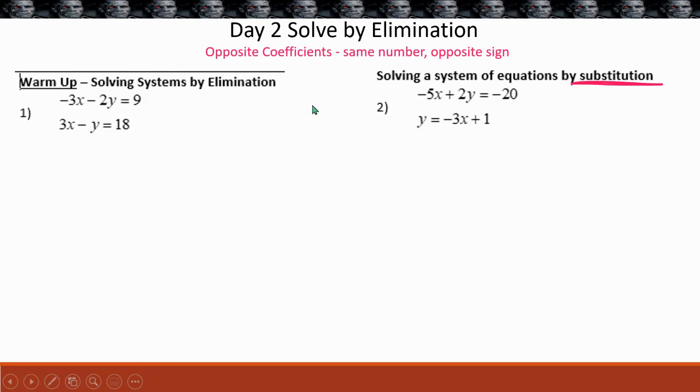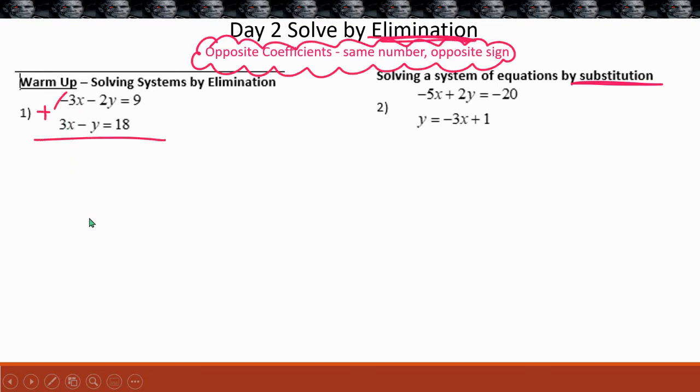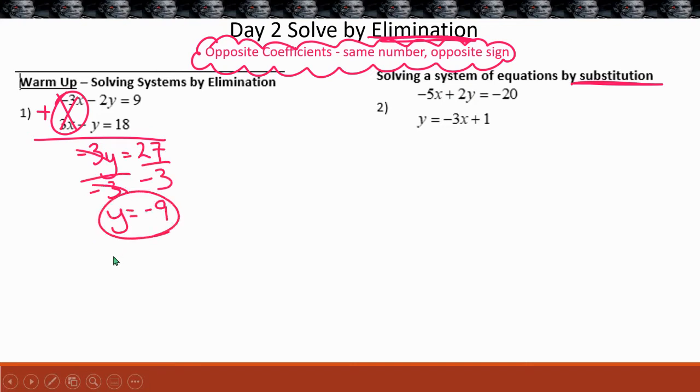So solving with elimination, opposite coefficients, we're looking for the same number, opposite sign for either the x's or the y's. In number 1, I see that the x's have opposite coefficients. So when you add them together, they add up to 0. When you add up the rest of those terms, you get negative 3y equals 27. Solve for y, you get negative 9.